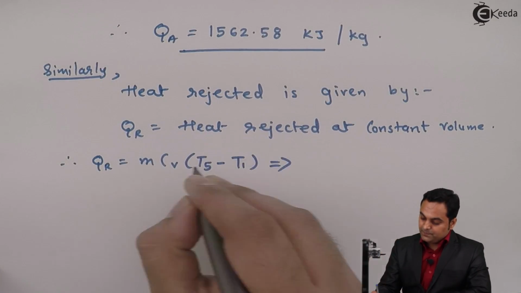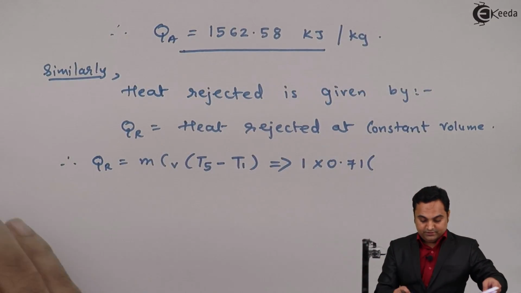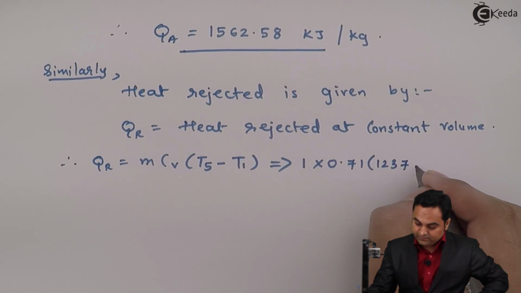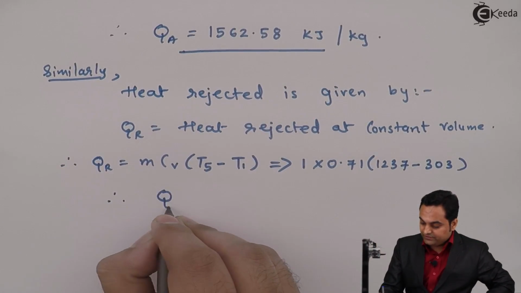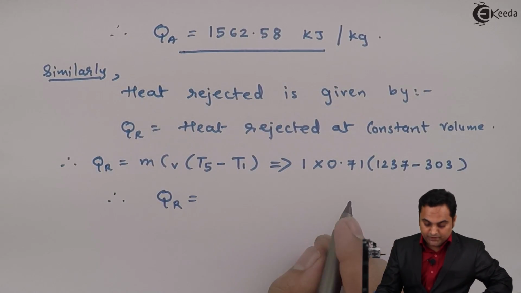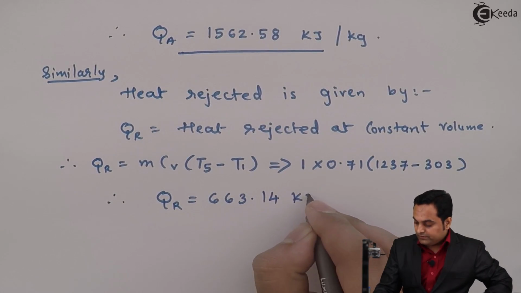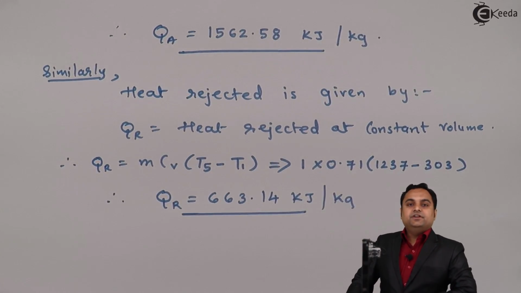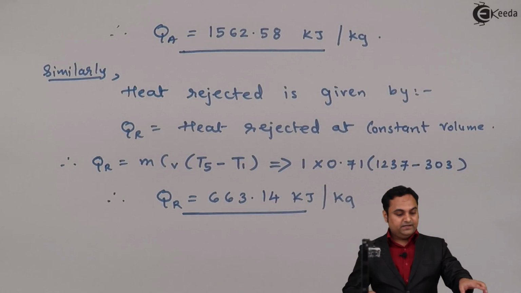Here, putting the values: mass is 1, Cv is 0.71 given, then T5 value is 1237 minus T1, which is 303 Kelvin given. Therefore the heat rejected value will come out to be 663.14 kilojoule per kg. Once we have the heat added and heat rejected, we can easily calculate the efficiency of dual cycle.